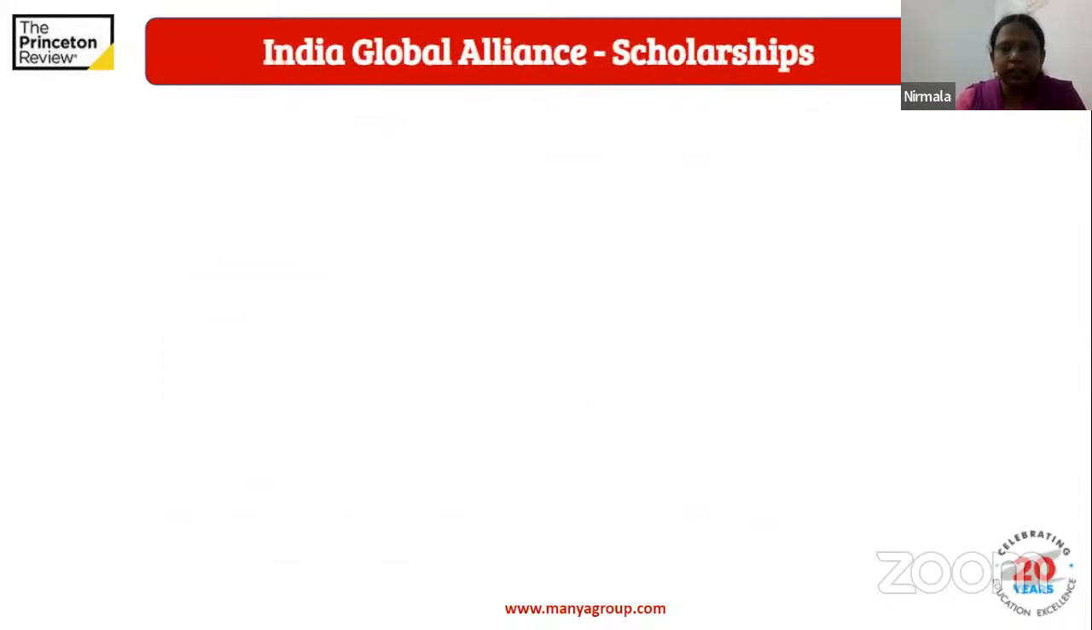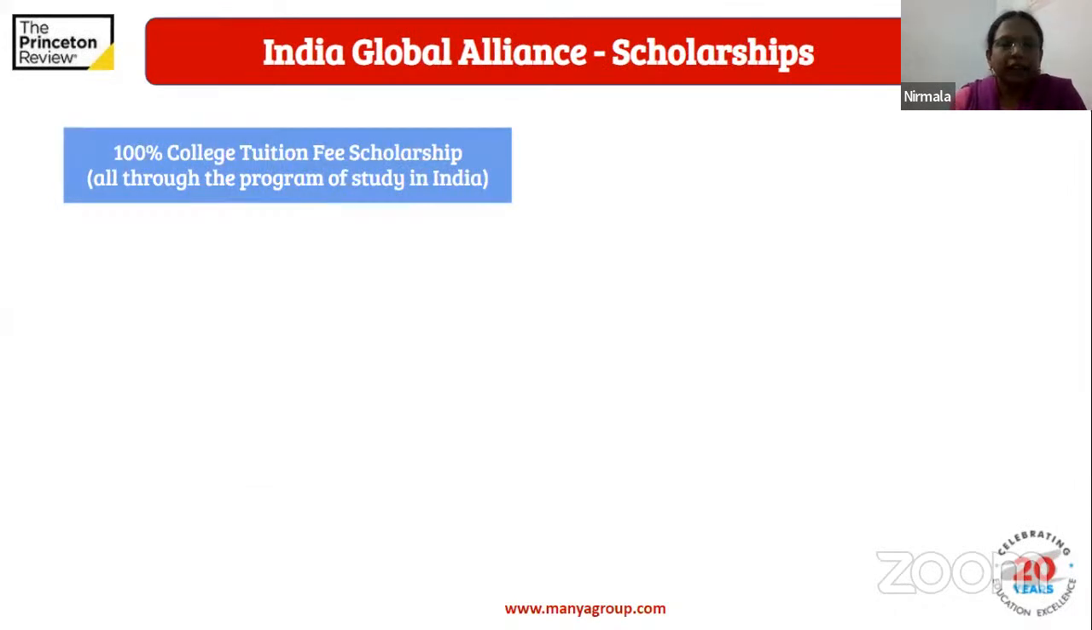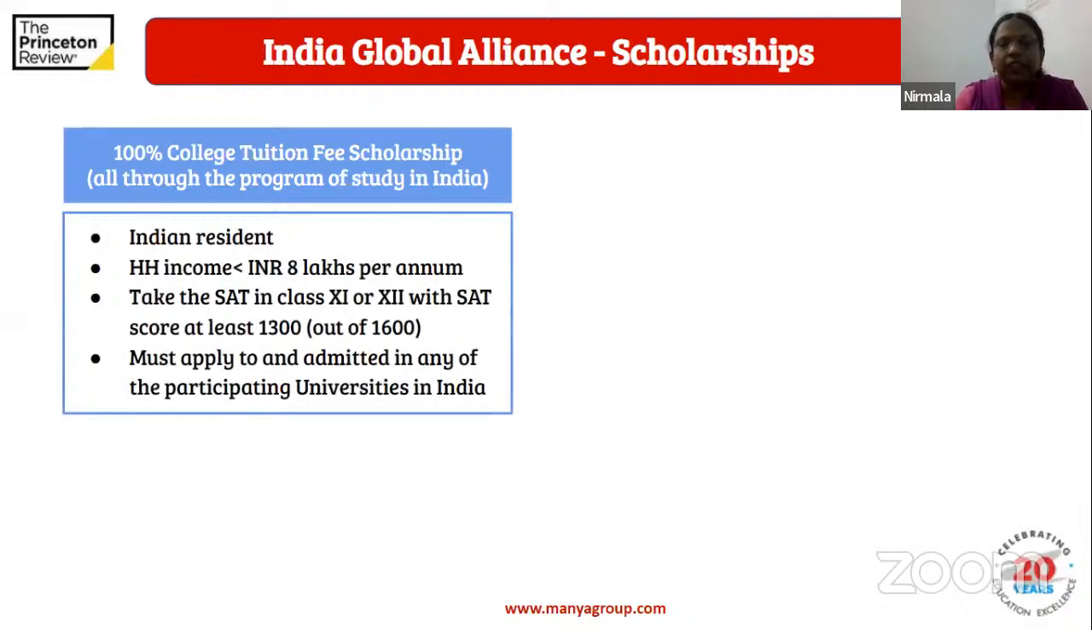Apart from that, there is a much more attractive scholarship, a 100% college tuition fee scholarship, for the whole program of study in India. The complete 3 years or 4 years, whatever you're going to do, it's a 100% tuition fee scholarship. You can see the eligibility here. You should be an Indian resident, household income should be less than 8 lakhs per annum, and your SAT score has to be at least 1,300 out of 1,600. You should apply to any of the universities under the India Global Alliance, and you should get admission there.